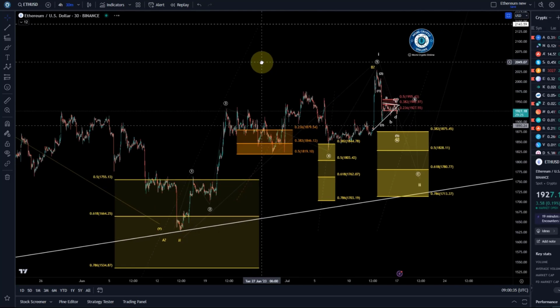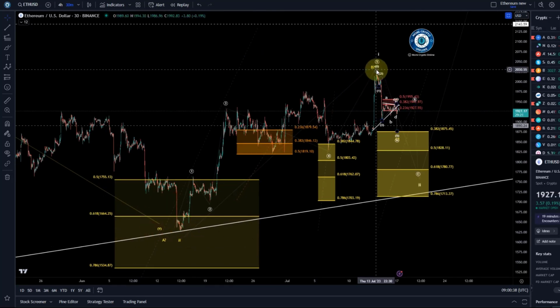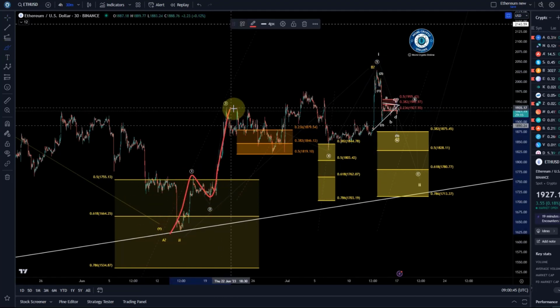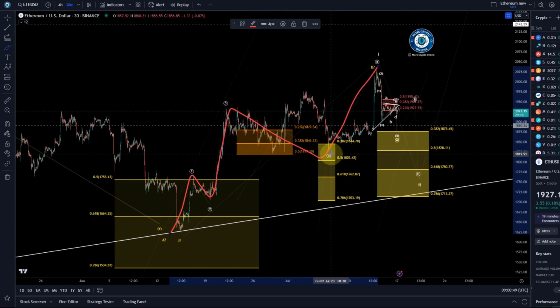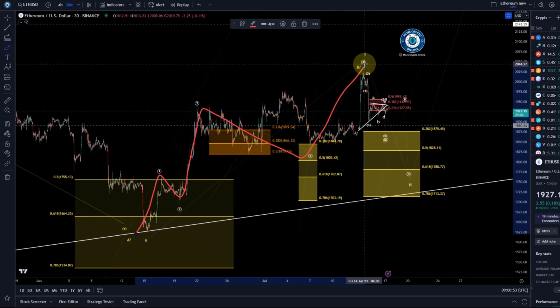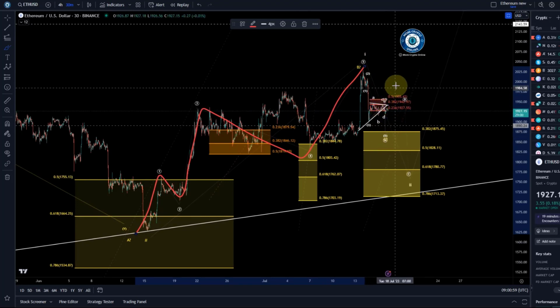Taking a look at the bigger picture here, we still have these 5 waves up into the 13th, 14th of July high. I'm primarily counting that as a 5-wave move, as a so-called wave 1. We had the wave 4 as a running flat structure, and this wave 5 finished. That's currently the assumption. What would happen if price doesn't go down as anticipated, but instead goes up?